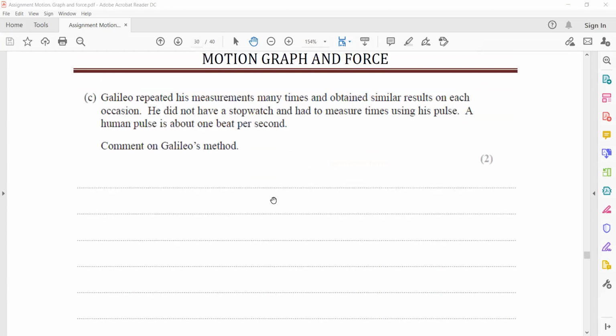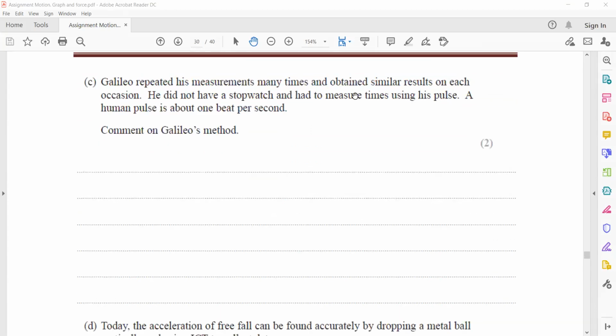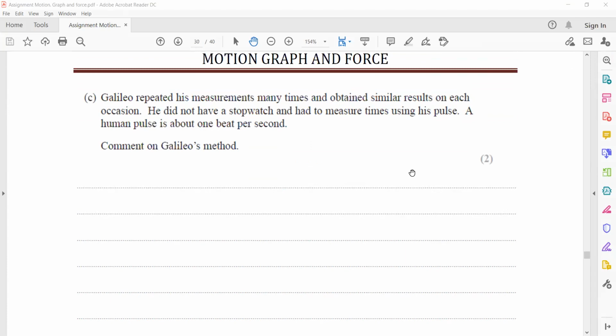Galileo repeated his measurements many times and obtained a similar result on each occasion. He did not have a stopwatch and had to measure time using his pulse. A human pulse is about 1 beat per second, so he was counting the number of beats, and that is a time interval. But the disadvantage of this method is that he cannot measure a time interval less than 1 second, because there is no half beat or quarter beat.